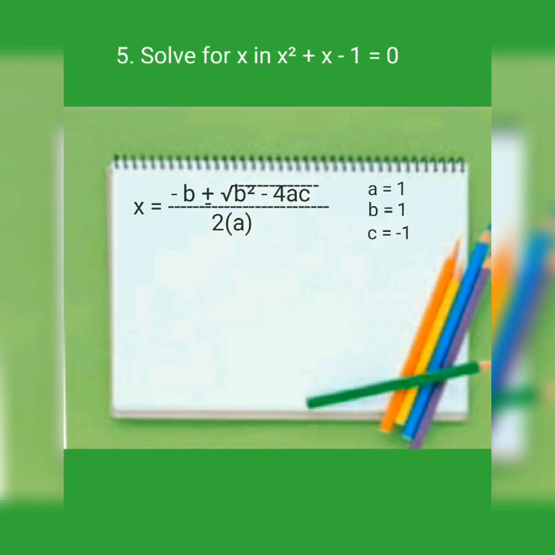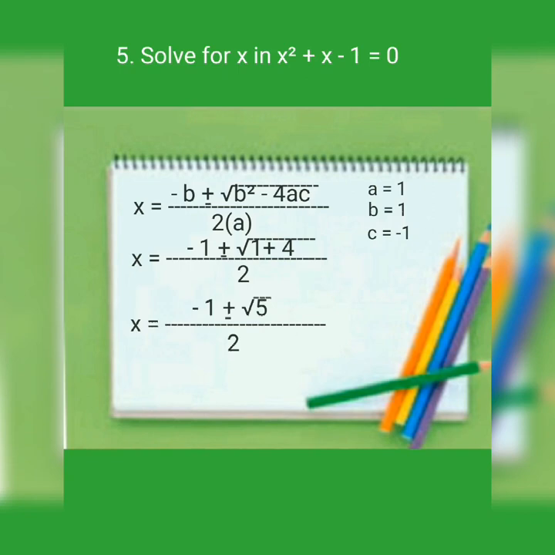By substitution, x is equal to negative 1 plus or minus square root of 1 squared minus 4 times 1 times negative 1 all over 2 times 1. x is equal to negative 1 plus or minus square root of 1 plus 4 all over 2. And 1 plus 4 is equal to 5. So x is equal to negative 1 plus or minus square root of 5 all over 2.